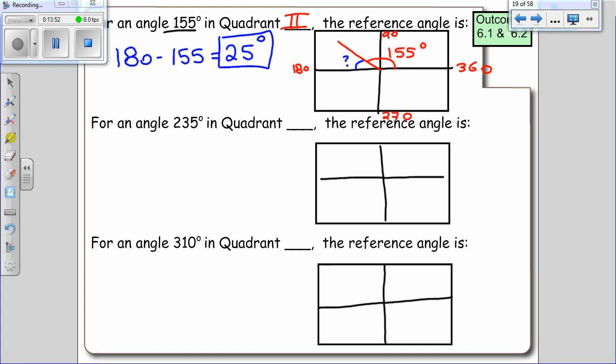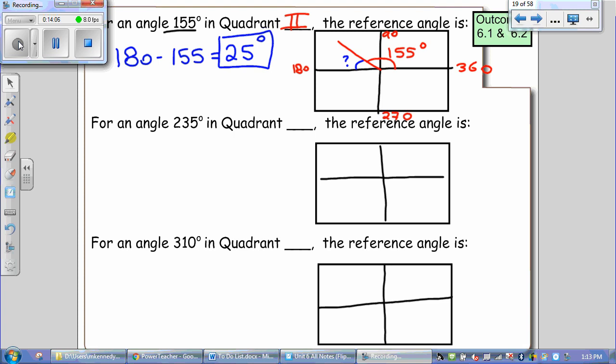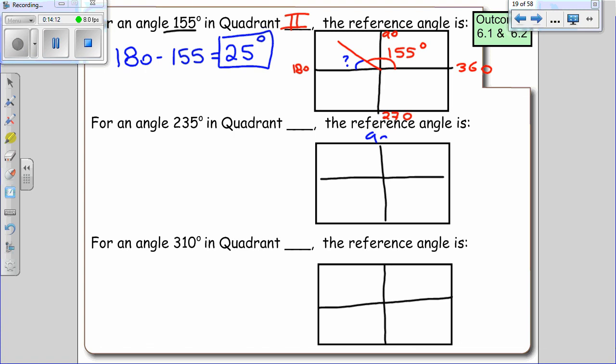Okay, I want you to try drawing number 2, and I'll help you calculate it, and then we'll do number 3 completely on your own. If I was to draw this angle, it sometimes really helps to remember that the top is 90, the side is 180, bottom is 270, all the way around is 360. 235 would be in between 180 and 270, so I would draw it like that. From here all the way to there is 235. That's my standard position angle in green.